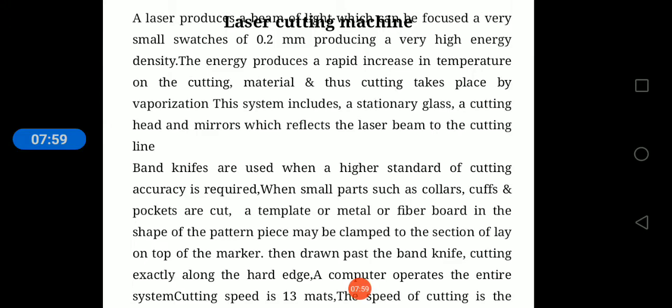This system includes a stationary glass, a cutting head and mirrors which reflect the laser beam to the cutting line. Band knives are also used when a higher standard of cutting accuracy is required, when small parts such as collars, cuffs and pockets are cut. A template of metal or fiber board in the shape of the pattern piece may be clamped to the section of lay on top of the marker, then drawn past the band knife, cutting exactly along the hard edge.